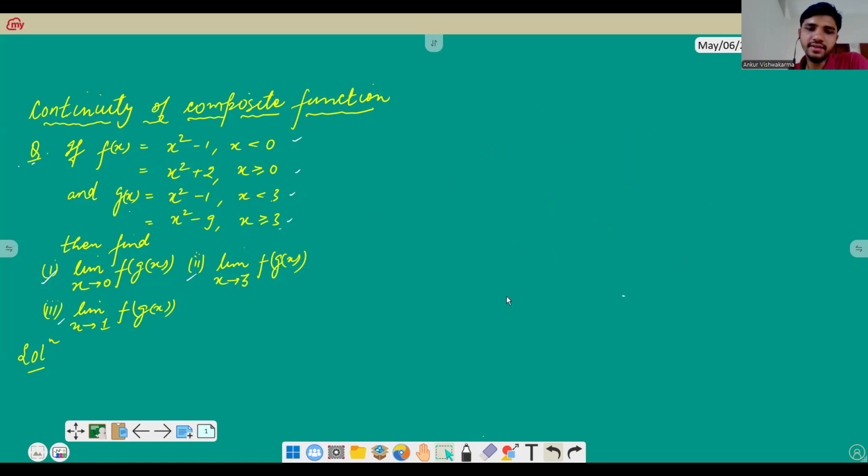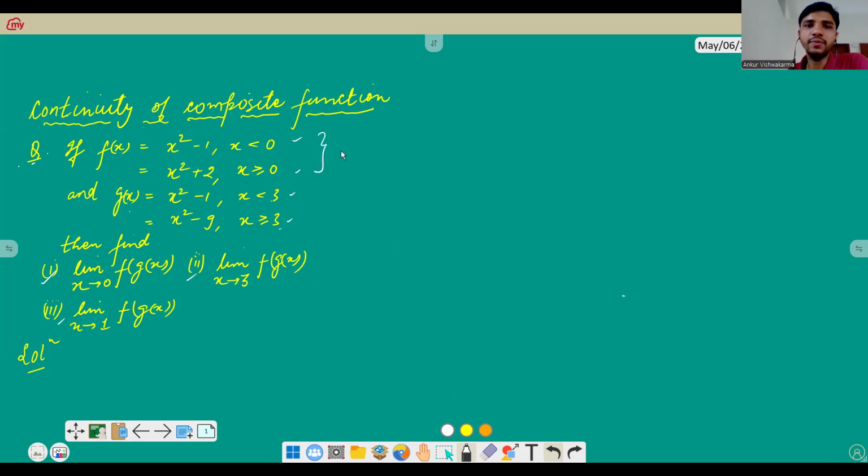Obviously, when x is less than 0, the function is defined as x square minus 1, which is a polynomial function. So for x less than 0, f(x) is continuous everywhere. For x greater than 0, f(x) is defined as x square plus 2, which is again a polynomial function, so it is continuous everywhere. What about at x equals 0?